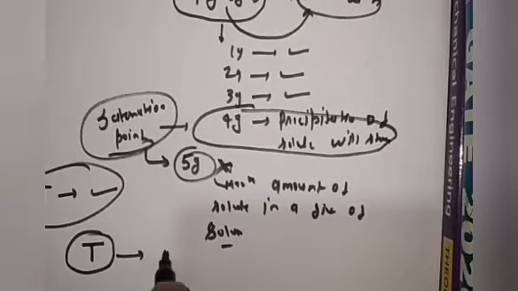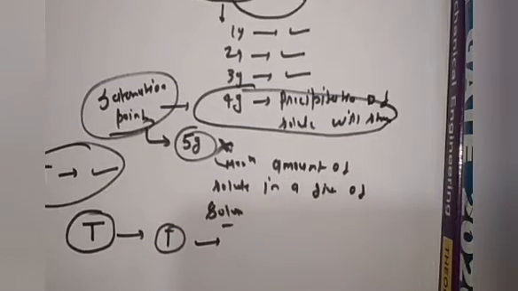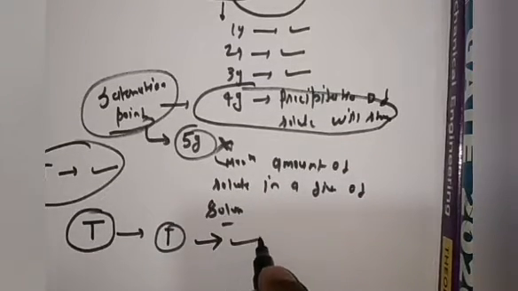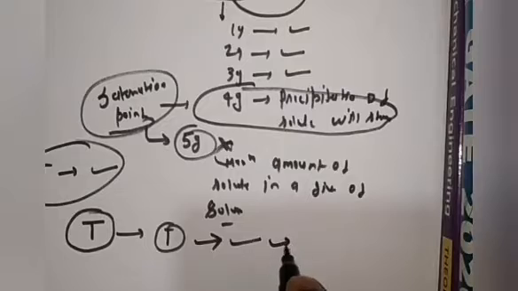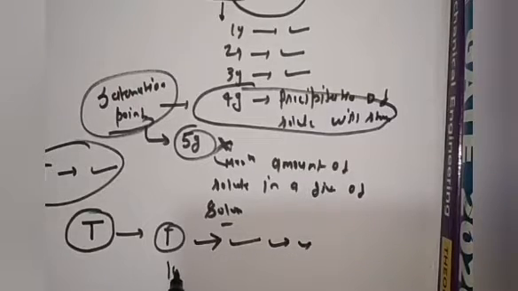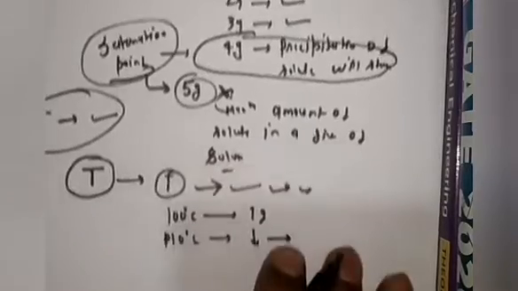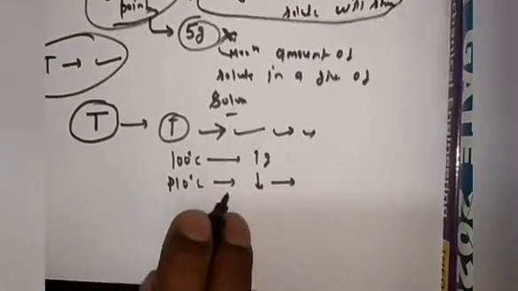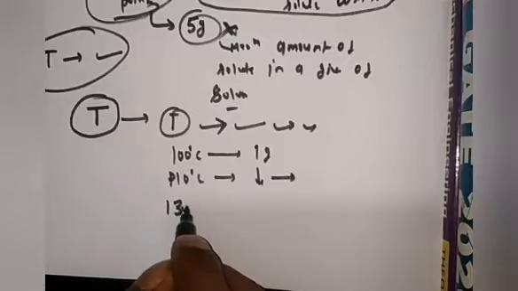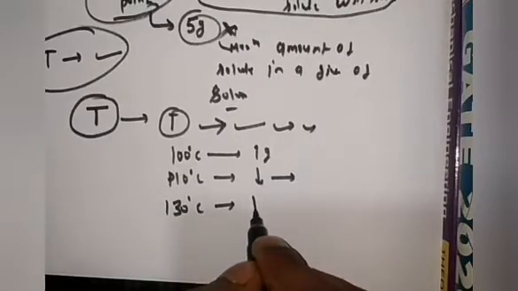Because if you change the temperature, then for a particular amount of solvent, the amount of solute will vary. Just understand, at 100 degrees centigrade, if you add 1 gram of solute, and if you increase the temperature to 110 degrees centigrade, then the solute being added may be different. It will change. If you increase the temperature again to 130 degrees centigrade, it will again increase.